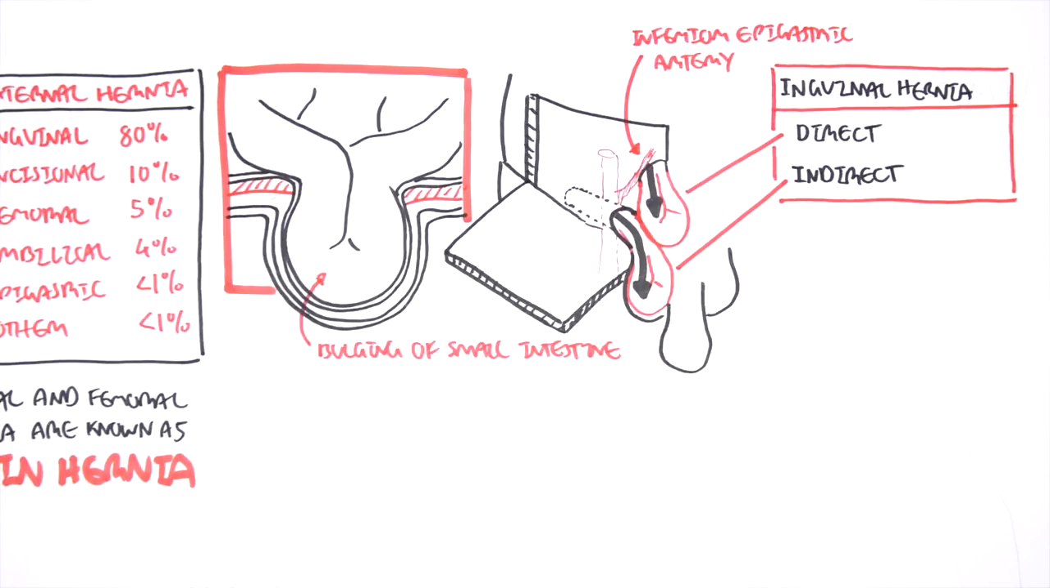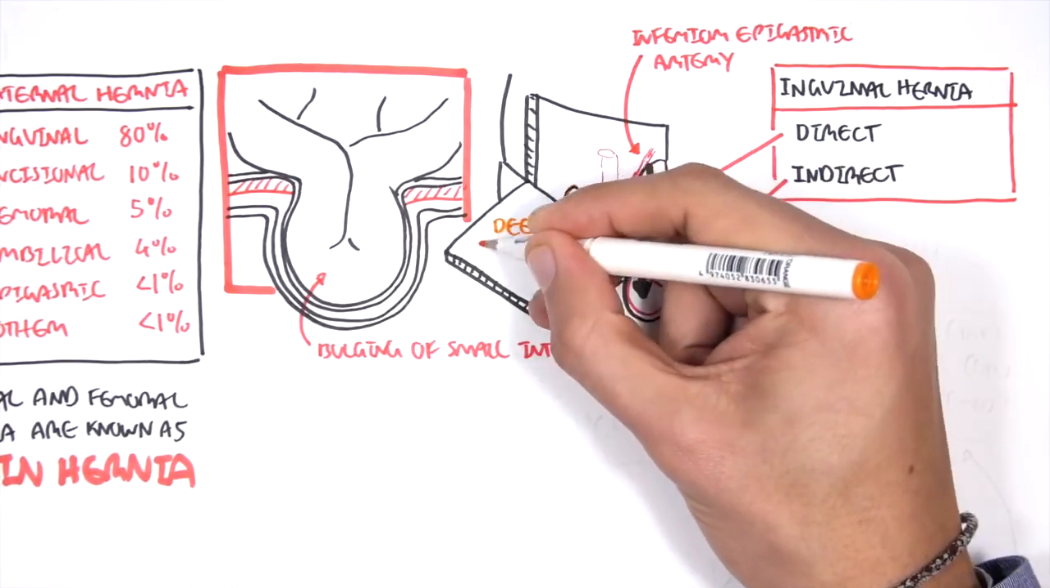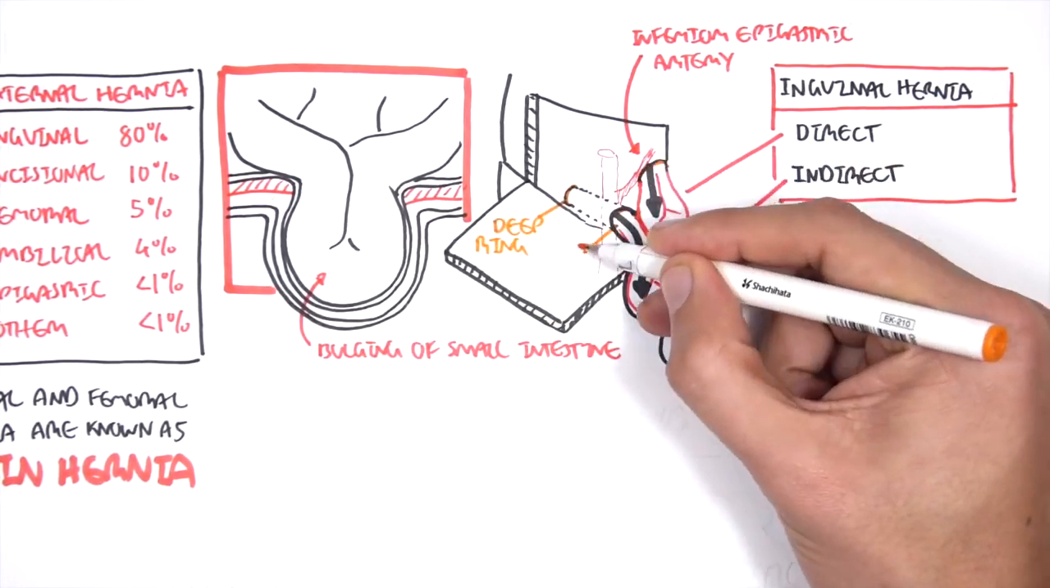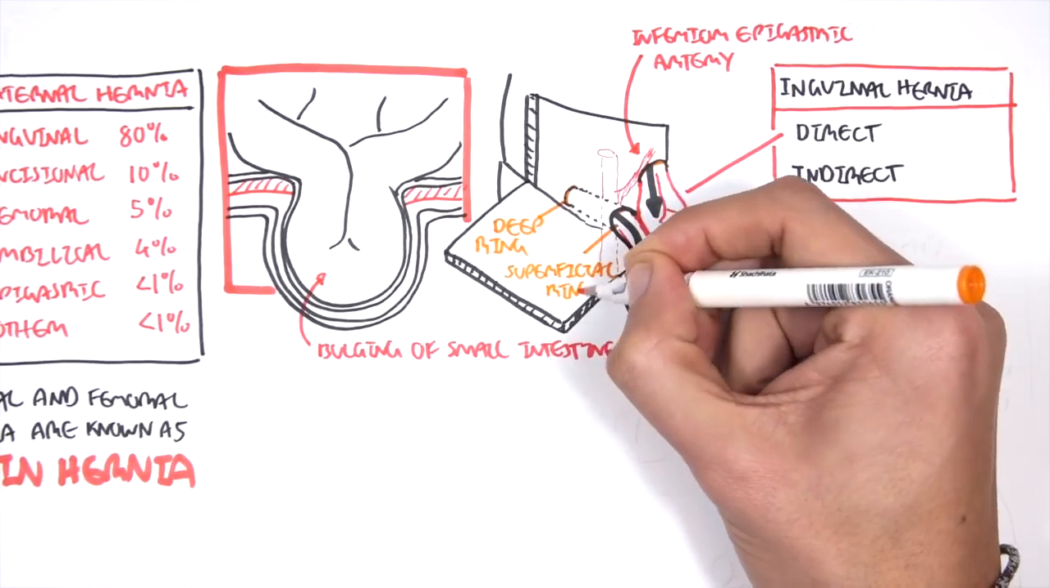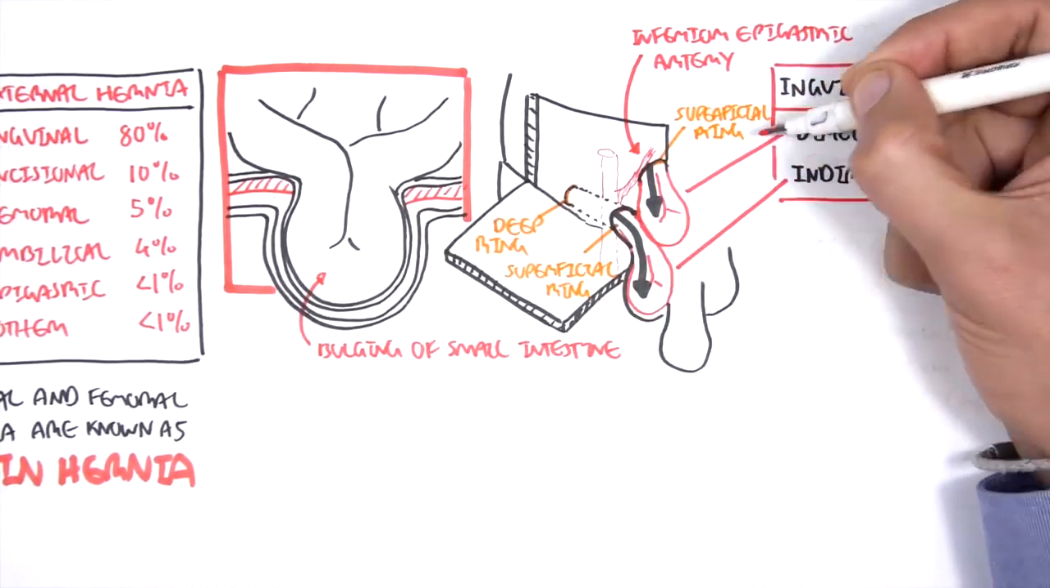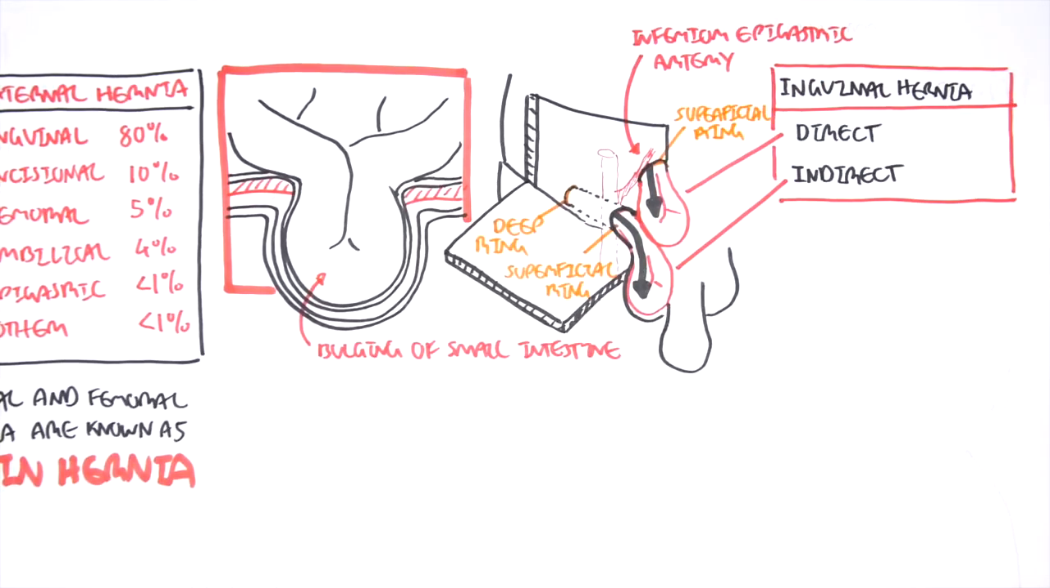Now, talking about indirect hernia, it follows the spermatic cord pathway, because an indirect hernia actually originates from the deep inguinal ring. It goes through the deep inguinal ring and the superficial inguinal ring. And so this is obviously the same pathway, the spermatic cord. And so the intestine will follow the spermatic cord pathway and go into the scrotum.